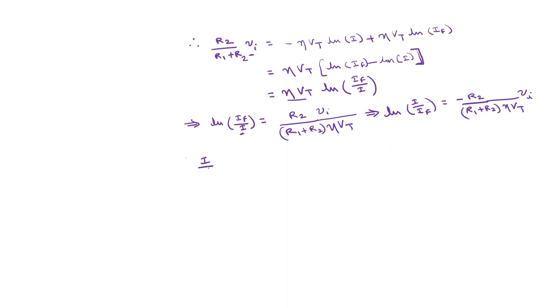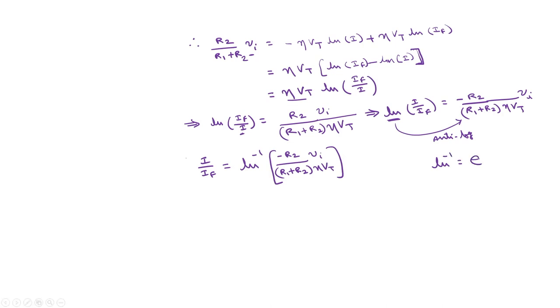So what is I by IF? It is anti-logarithm. This is logarithm. If you take this logarithm to the other side, this will become anti-log, which means log inverse. Log inverse of minus R2 divided by R1 plus R2 times VI over eta VT. Log inverse is nothing but e. Because log A to the base e is equal to say X, what is A? A is e to the power of X, which is also equal to log inverse of X. So this log inverse also can be written as exponential, e to the power of minus R2 by R1 plus R2 into VI over eta VT.